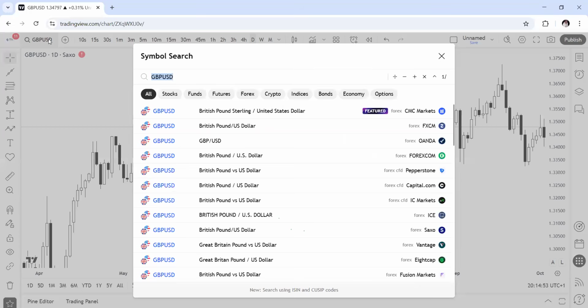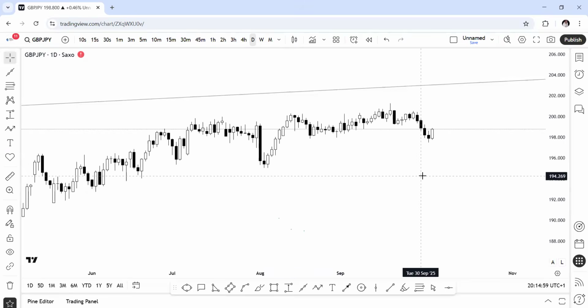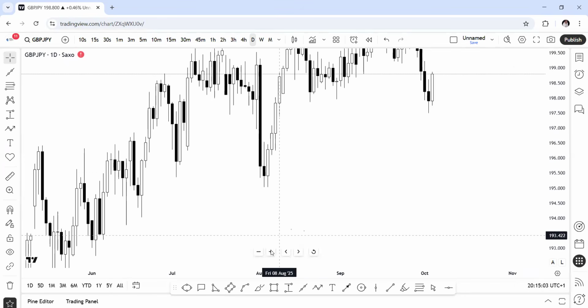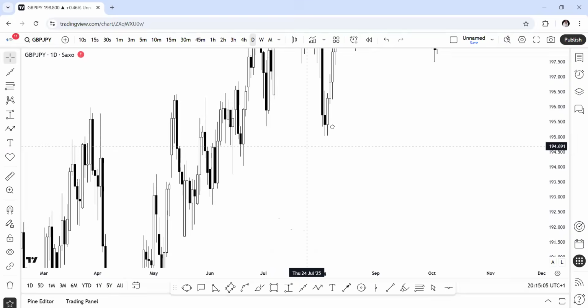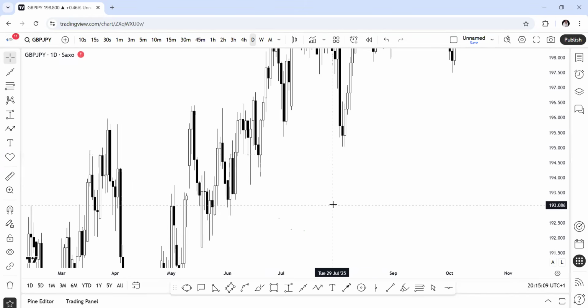Let me use pounds. I like to use a volatile pair. Though gold is there, I don't want to, I have some settings on gold. It will distract us. Let's use another one.